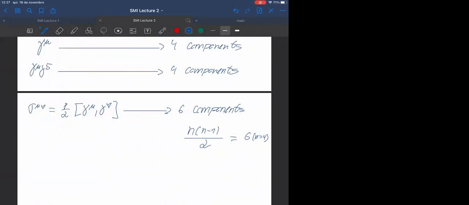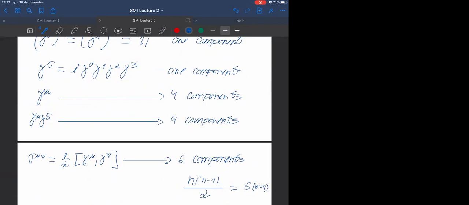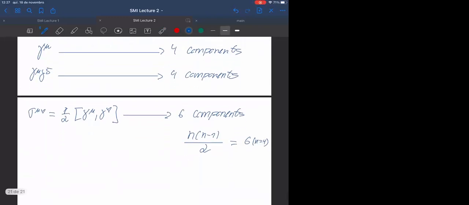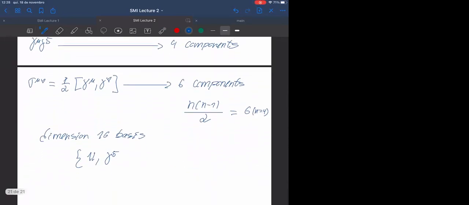And the space that I'm talking about is that with this you can build a basis. Now you can sum 1 plus 1, plus 6, so 8 plus 6 plus 2, 16, right? So here, summing all of these independent possibilities, you have a dimension 16 basis, which is given by the identity, gamma 5, gamma mu, gamma mu gamma 5, and sigma mu nu. These are 16 independent vectors here.